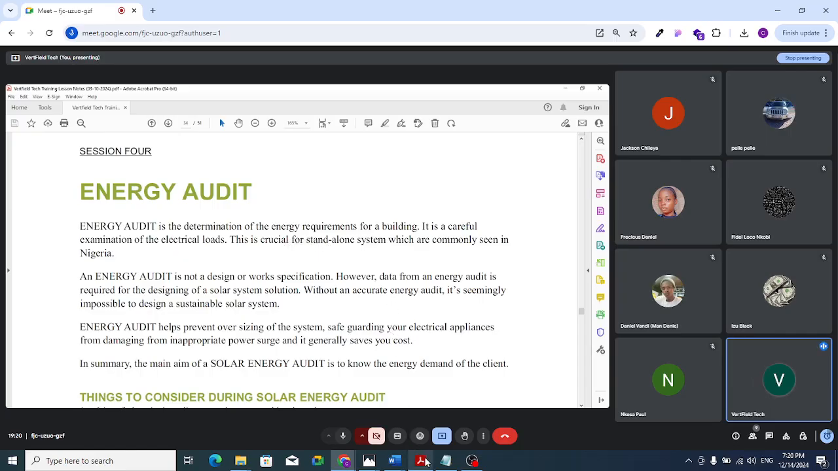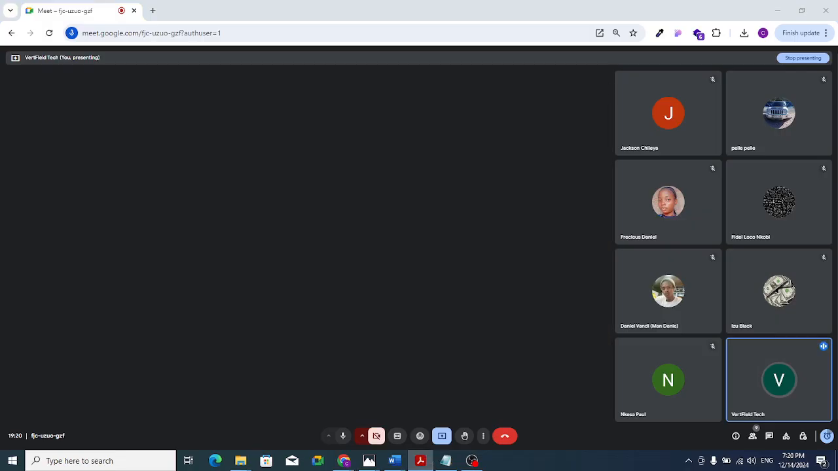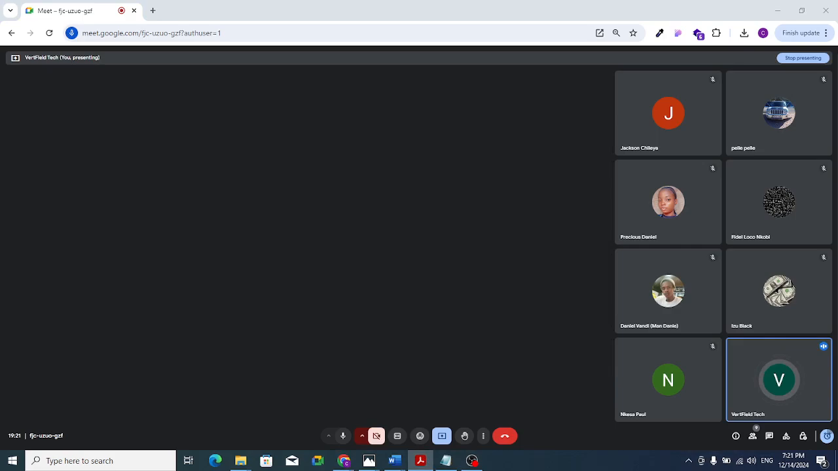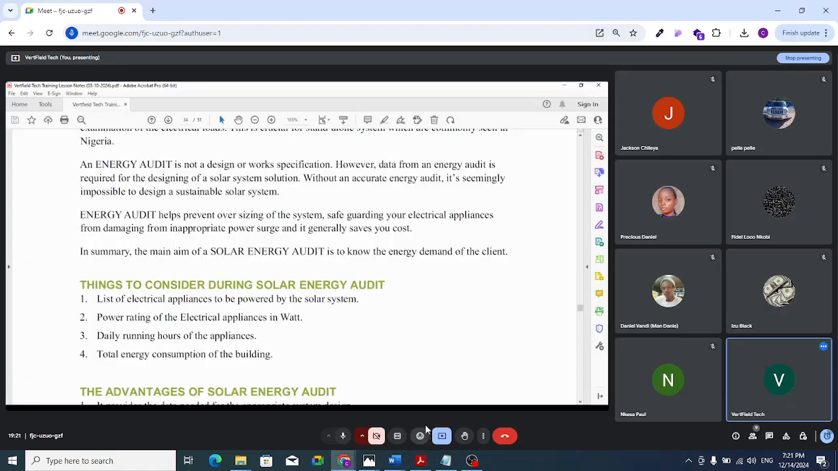Now there are other interesting things we would love to show you when it comes to energy audit. You have the advantages and the disadvantages of energy audit. For those of you who have this material already, you can go through it. You have a basic idea of that, but there is something more interesting than that. That is what we call things to consider during a solar energy audit. Basically, there are 4 things you need to take into consideration when you talk about solar energy audit.